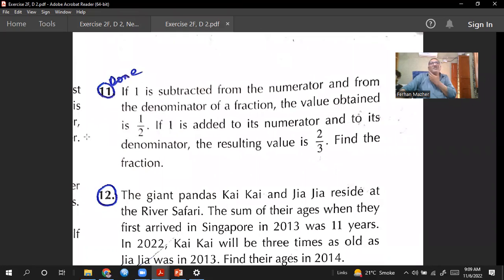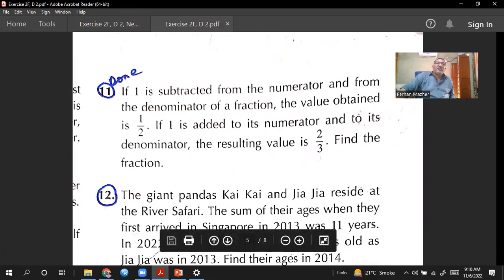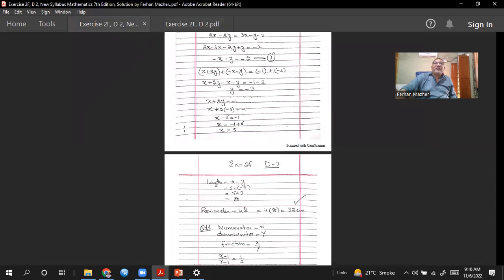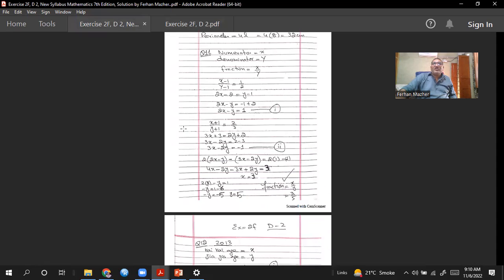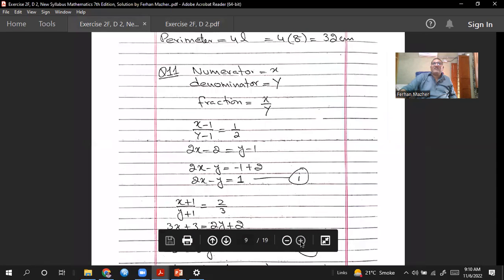Okay, so question number 11: if 1 is subtracted from the numerator and from the denominator of a fraction, the value obtained is 1 by 2. If 1 is added to its numerator and to its denominator, the resulting value is 2 by 3. Find the fraction. So we will suppose that the numerator is x, the denominator is y, and the fraction will be x by y. So let me show you the solution.